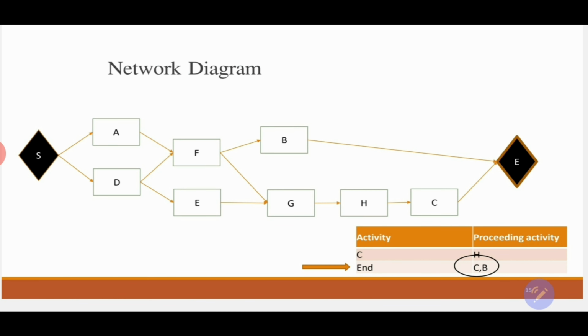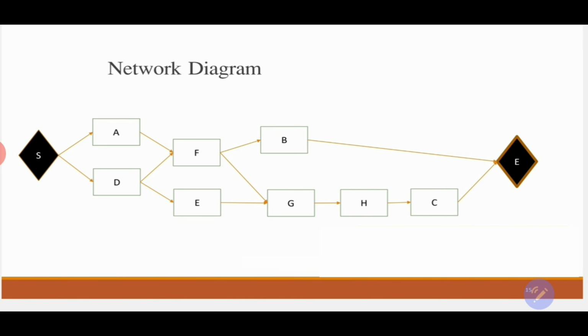Finally, we'll see that the last activity is the end, and end is a milestone, and it will be represented as a black diamond. And the preceding activities of the end are C and B. So we will complete the dependency relationship between B and C till the end, and this is how it will be presented on our network diagram.